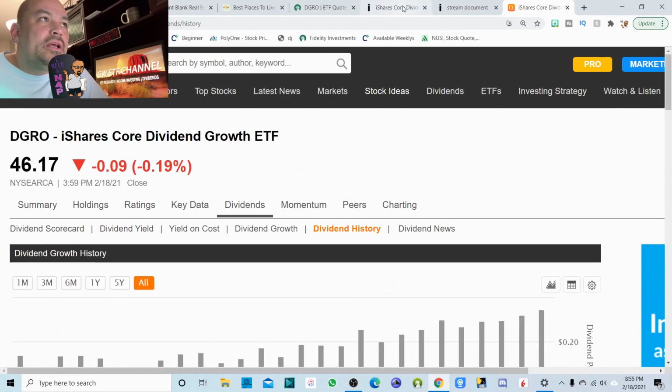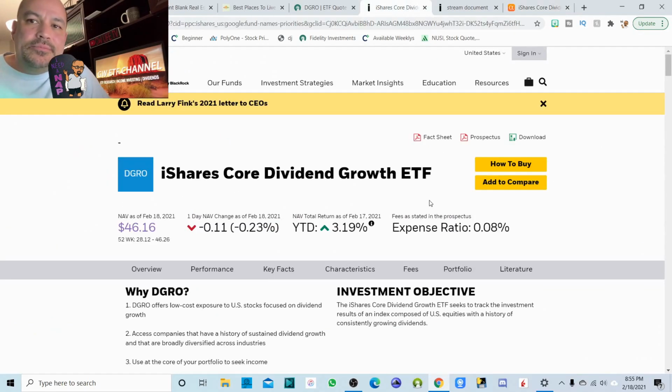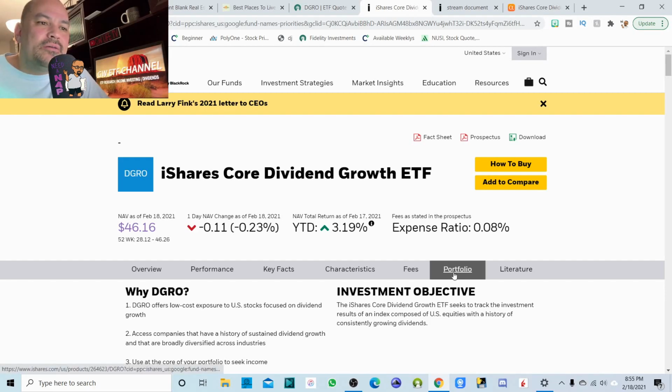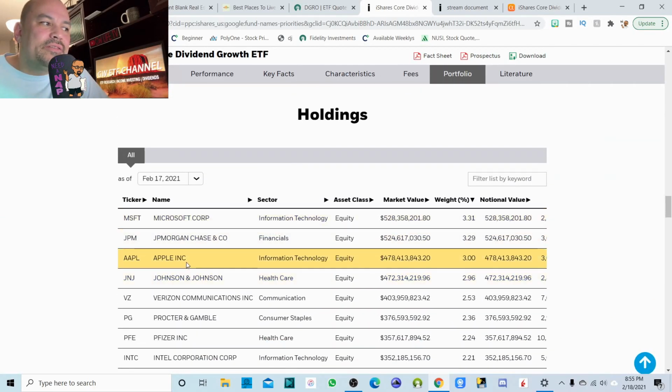So that's all I have for you guys. iShares DGRO. I like it. It's a good core holding. A lot of these dividend ETFs leave out companies like Microsoft and Apple. Those two are big dividend growth companies that most dividend-seeking ETFs leave out. So I think that's a good one for this ETF.